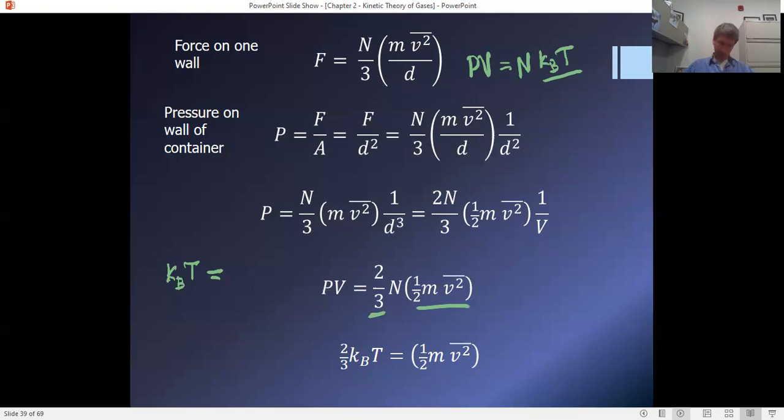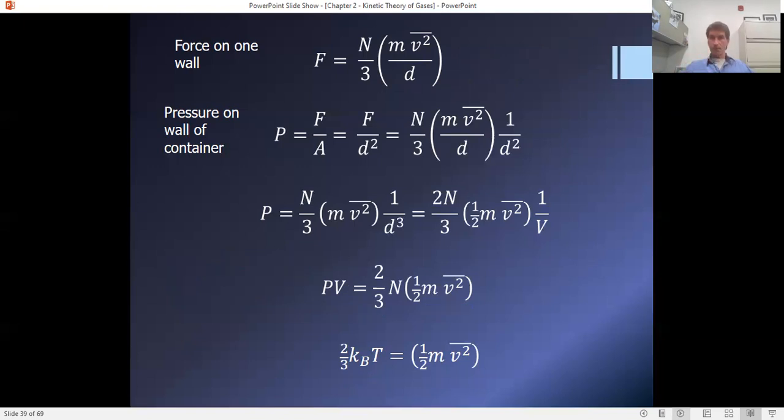Again, I think I see another problem. No, it's 3/2, 3/2. So many numbers here. So 3/2 kBT is equal to 1/2 mv squared on average. That is, the average kinetic energy.